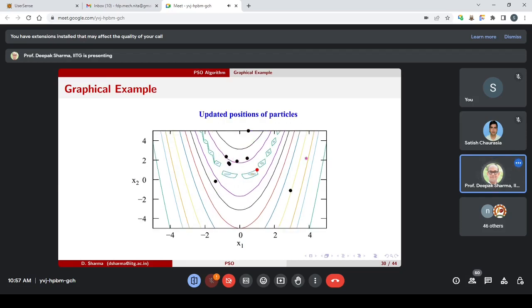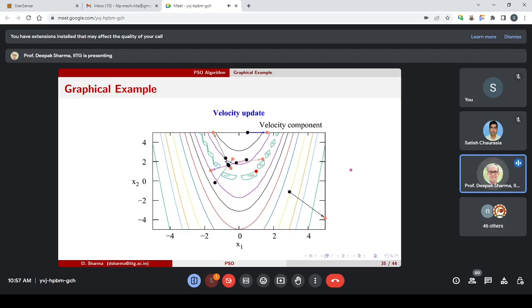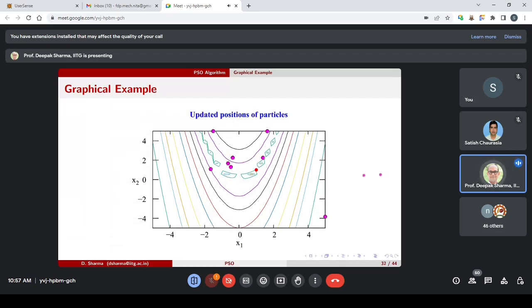Now the observation is that initially the particles were distributed. Now these black dots are trying to converge to the optimal solution. In the next iteration, as I have shown in the hand calculation, again we will be showing the velocity component. If you look at this black dot, it has this green arrow and this is the orange. So this is the way the position is going to be updated. The updated positions are shown in these pink colors, and the red is the optimum solution.